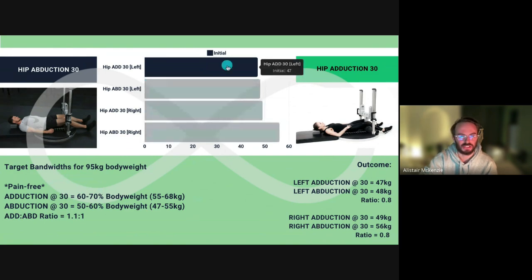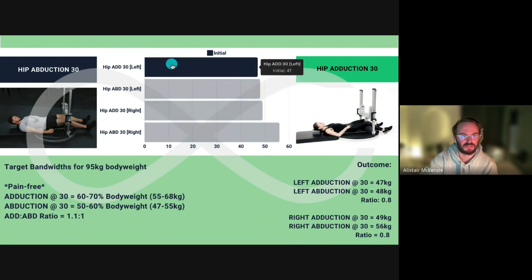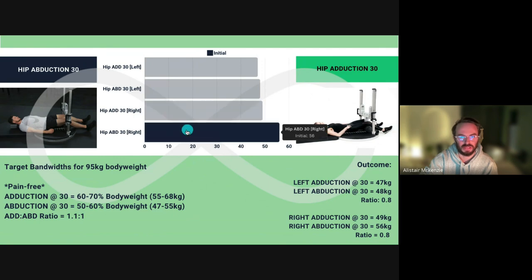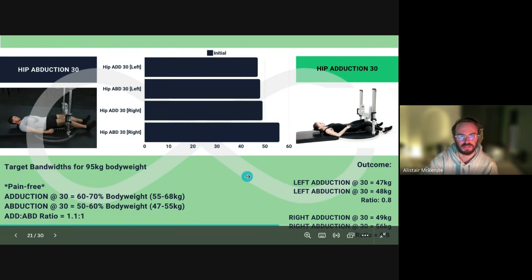So if we look here, his initial left was slightly down, 47 kilos to 49 kilos, but below for the adductor. Sorry, excuse me there, I've got that the wrong way around. So the left adductor and abductor are generally lower than the right side, with the right adductor being considerably lower than the right abductor group. And it creates this imbalance towards an abduction bias pelvis.